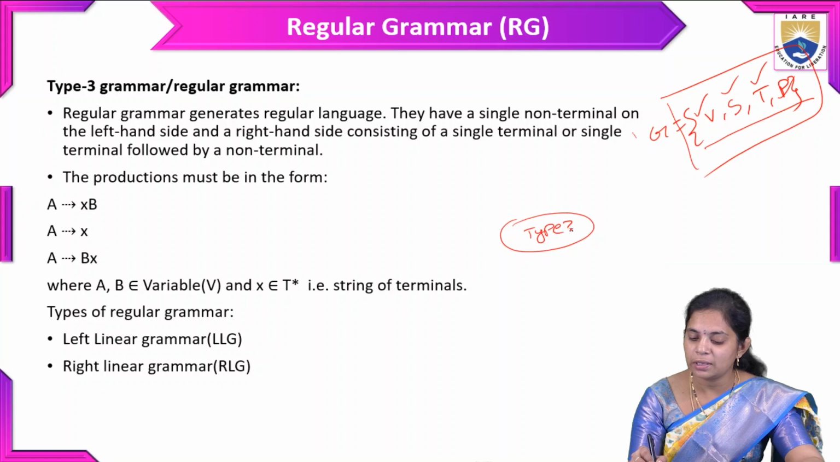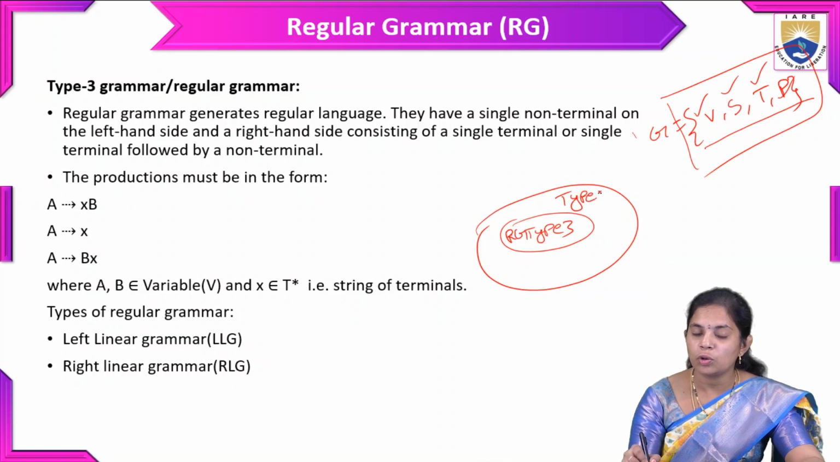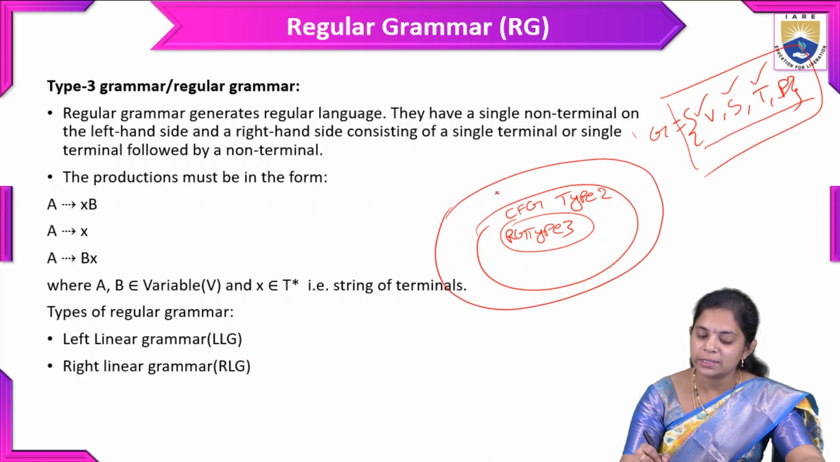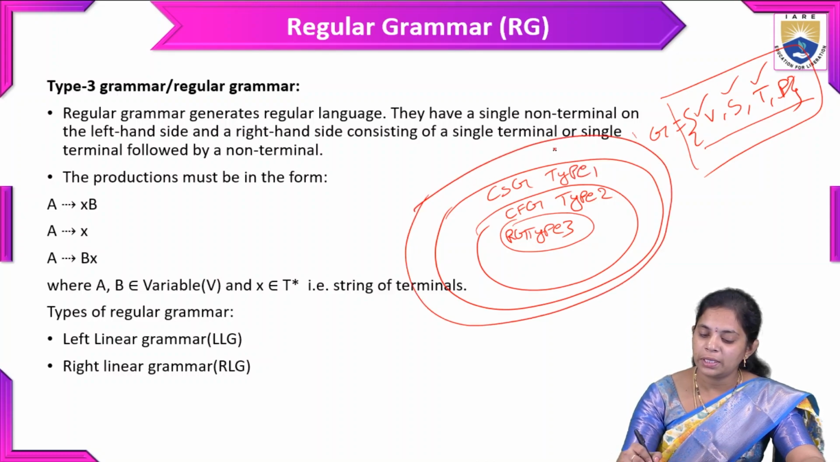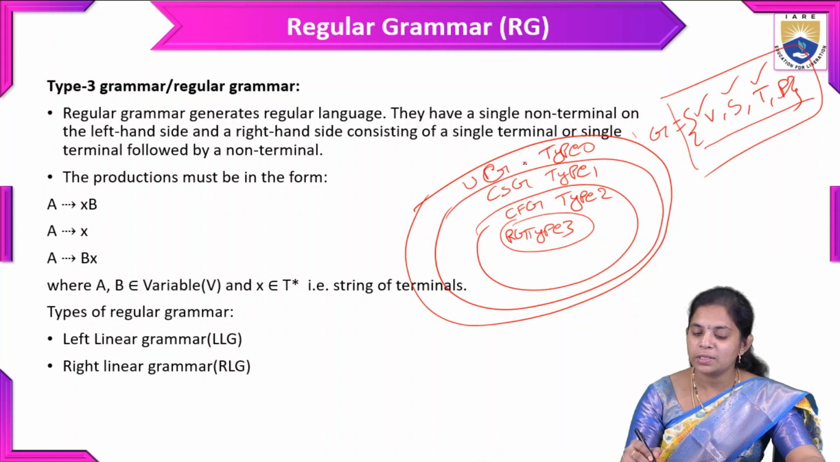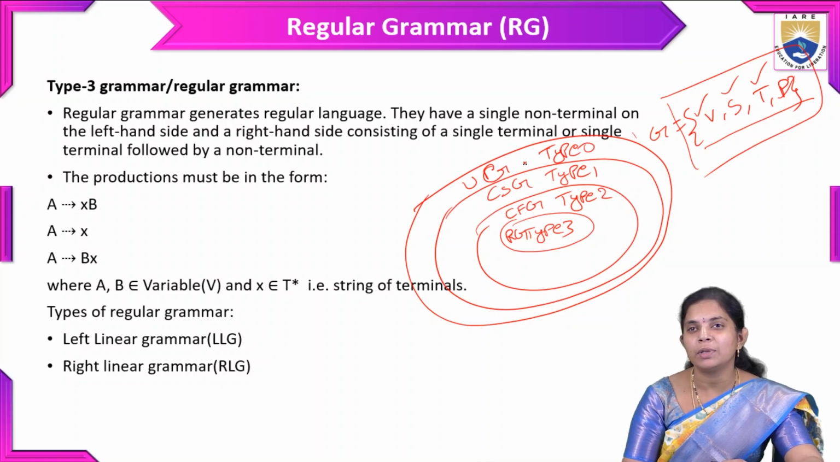So this is the regular grammar, or G, and type 2 is a pushdown automata, context-free grammar, and type 1 is a context-sensitive grammar, and type 0 is an unrestricted grammar. So these are all the four types of grammars we have.